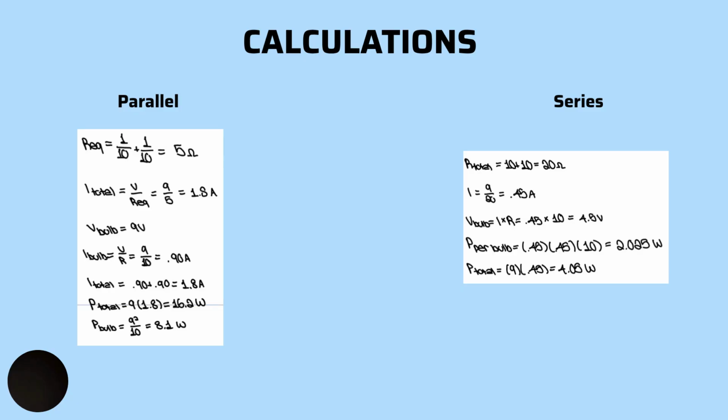For series, for the one with the two bulbs, we have an R total of 20 ohms. The current is 0.45 amps per bulb, and the voltage per bulb is 4.8 volts. And then the power per bulb is 2.025 watts, which makes our total power 4.05 watts.